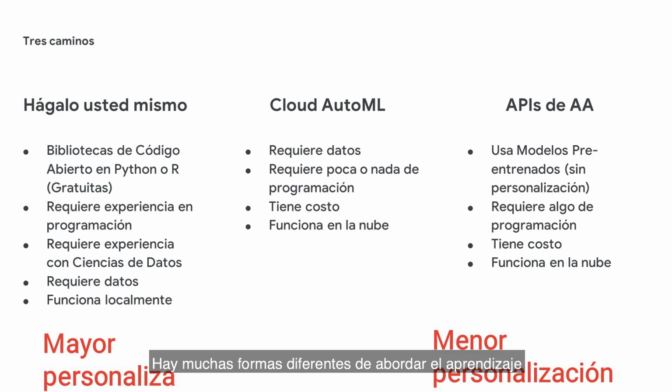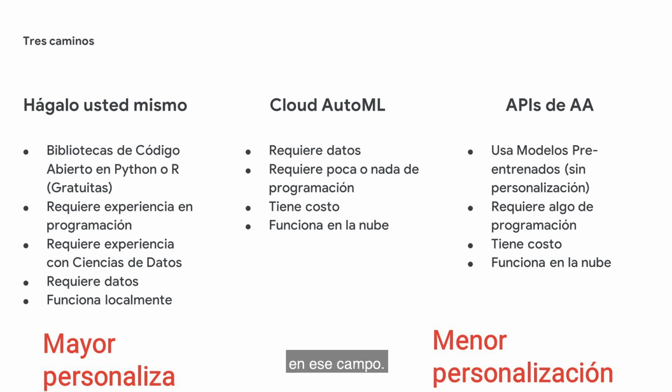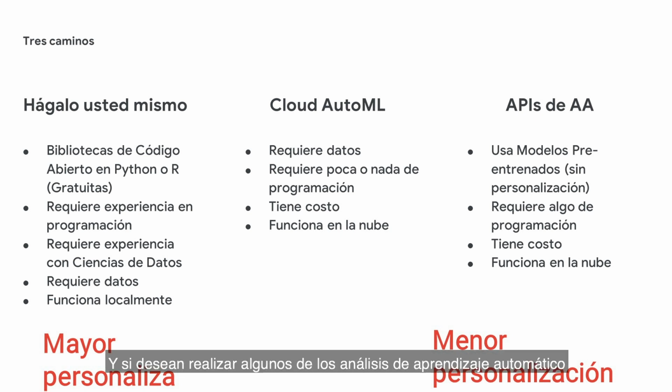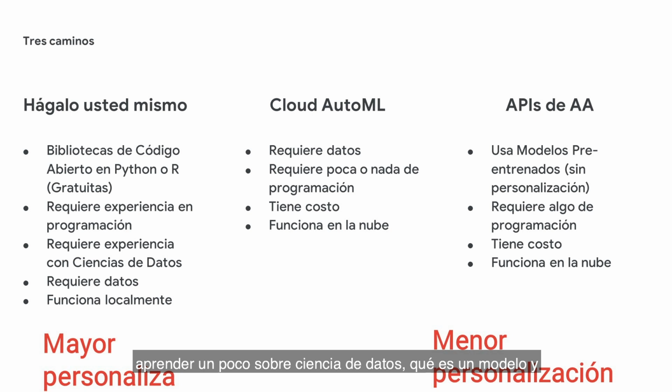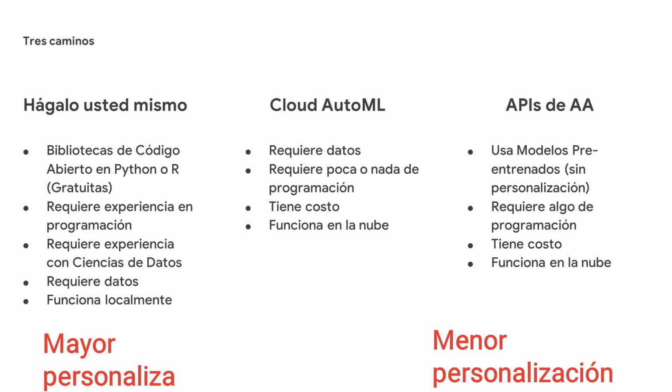There are lots of different ways to approach machine learning, and I've tried to break it into 3 different categories. On the left side, there are the DIY tools. These are free to use, mostly open source tools, like, for example, libraries that you would use with Python or R, which are 2 different programming languages. This is sort of the path if you want to really learn about machine learning and data science and get into the weeds. It's something that you probably need to be pretty competent at programming for, and if you want to do some of the machine learning analyses that I talked about earlier, you have to be willing to commit to learning a bit about data science and what a model is and how it works and how to train a model and so on.